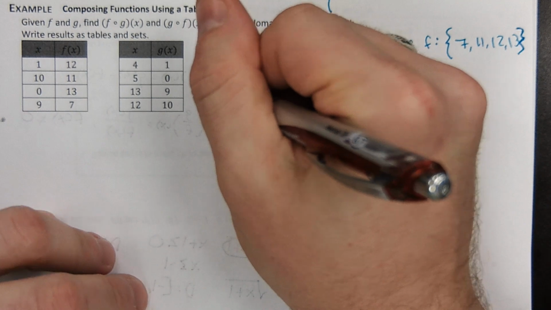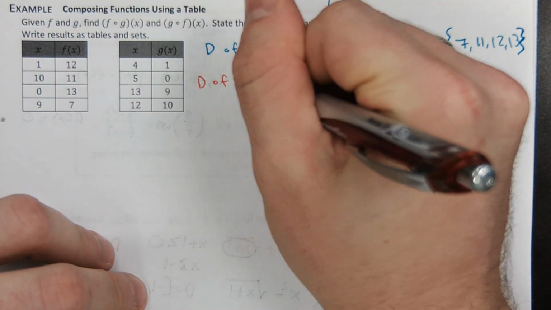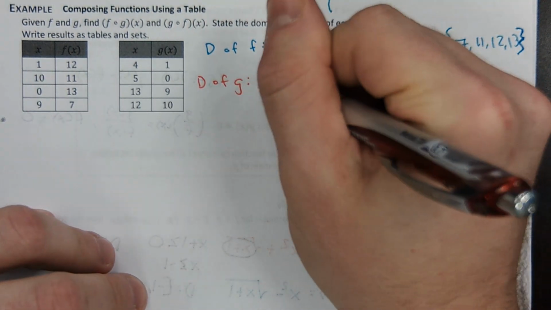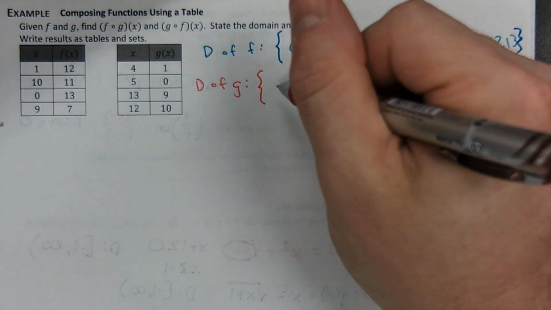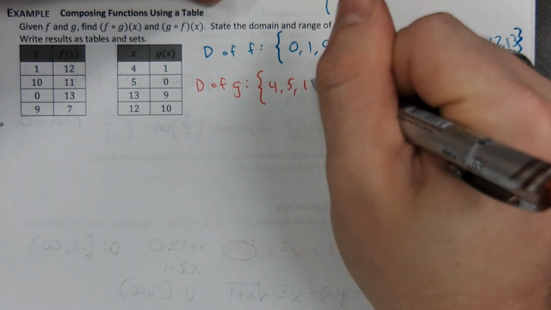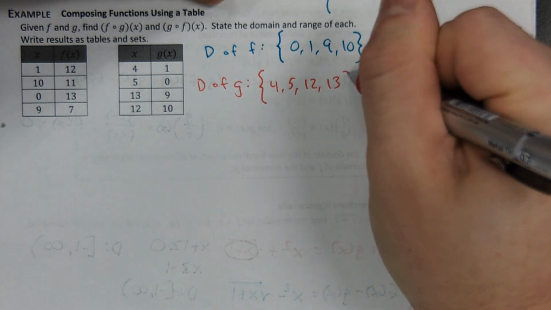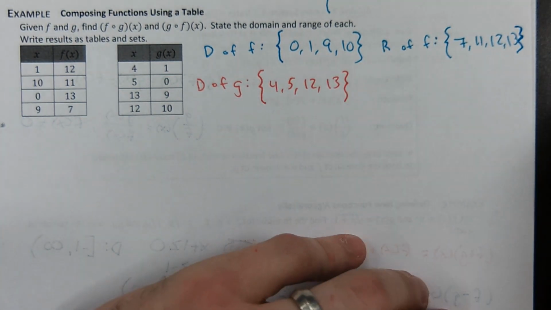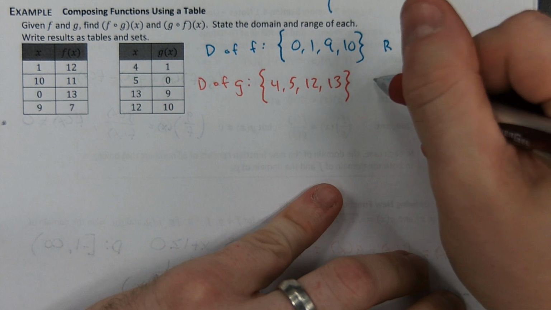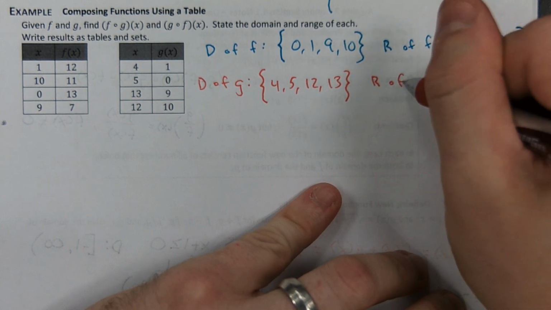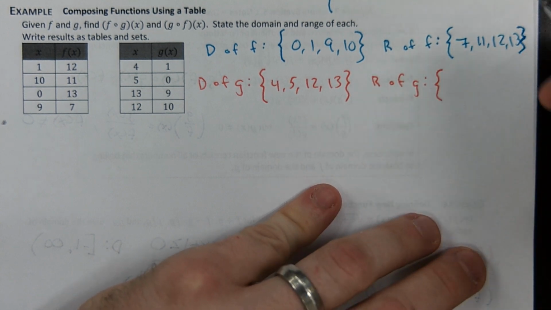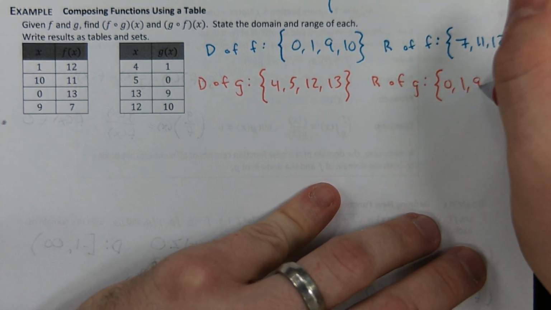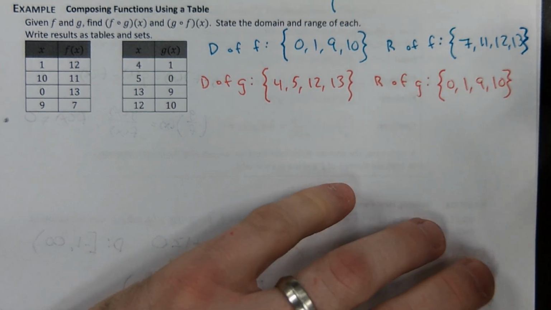Let's find the domain of G. Once again, domain is the x values that exist, written in order from small to big, 4, 5, 12, 13. And the range of G are the y values that exist on G, written in order from small to big, 0, 1, 9, 10. All right.